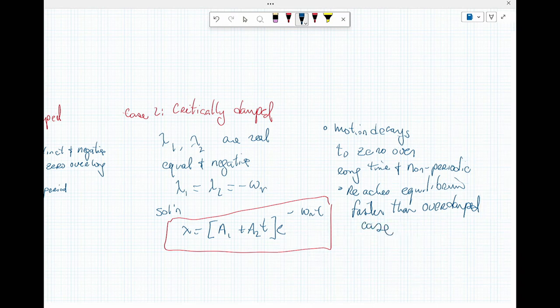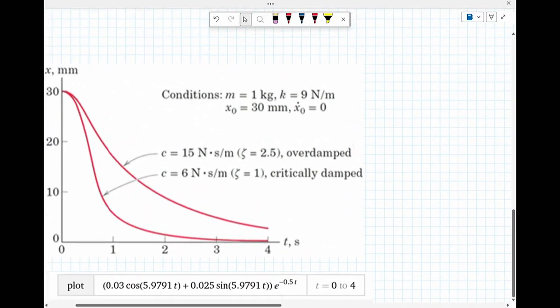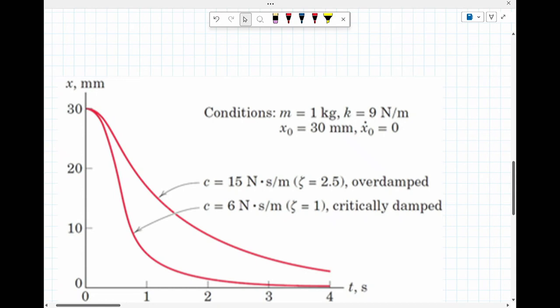Now, two things happen for these cases. One, the motion is decaying to 0 over a long time and is non-periodic. So both of the curves look similar in that respect. However, when you do critical damping, it reaches equilibrium faster than the overdamped case. The reason I was spending so much time trying to avoid that was to plot this. And I think this is from this text. It may not be, I have to check.